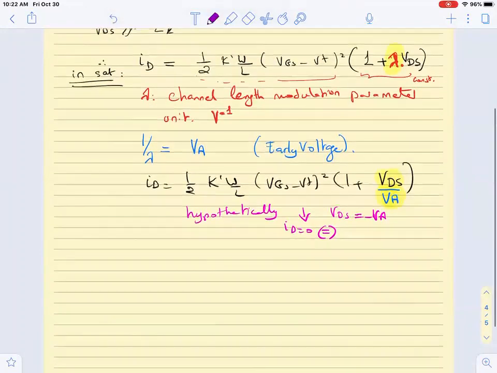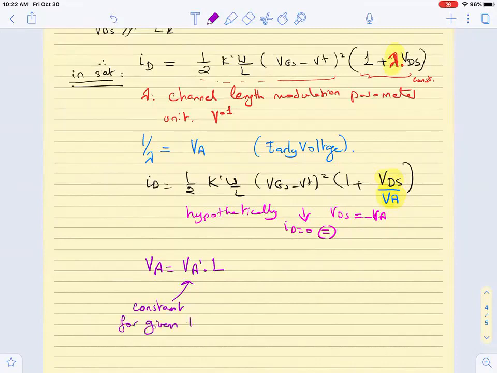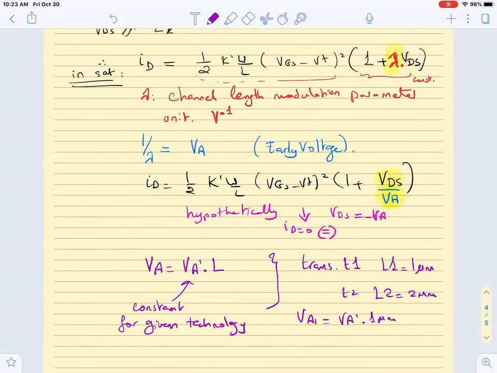The third thing that we need to know about this is that VA is equal to VA prime times L, and this parameter VA prime is constant for a given technology, and it does not vary with L. Whereas if we say transistor T1 has L1 equal, let us say, 1 micrometer, and transistor T2 has L2 equal to 2 micrometer, then VA1 will be VA prime times 1 micron, and VA2 will be VA prime times 2 micron.